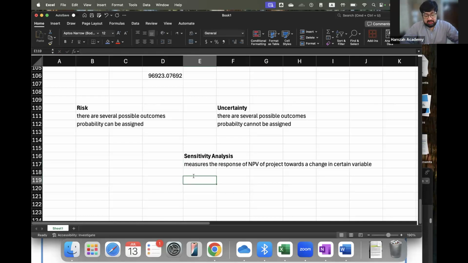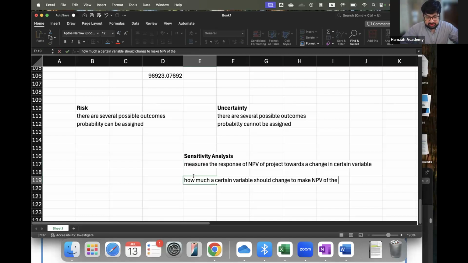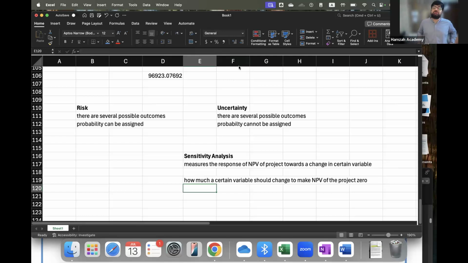Another definition: how much a certain variable should change to make the NPV of the project zero. That is, how much it should change to make the NPV of the project zero.